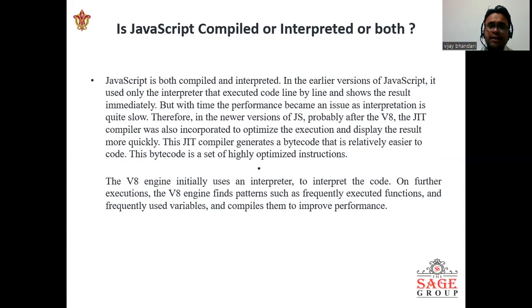Is JavaScript compiled or interpreted or both? It is both compiled and interpreted. The interpreter executes the code line by line and shows the result immediately. JavaScript engines use V8 and a JIT compiler incorporated to optimize the execution and display the results more quickly.